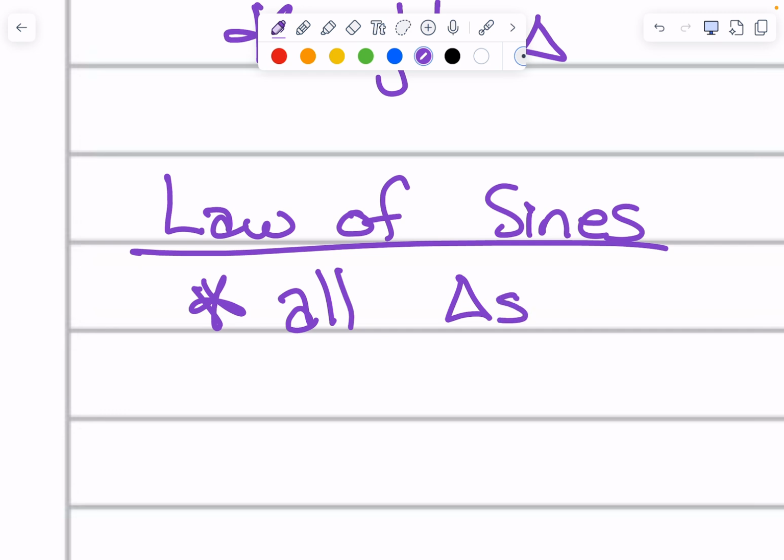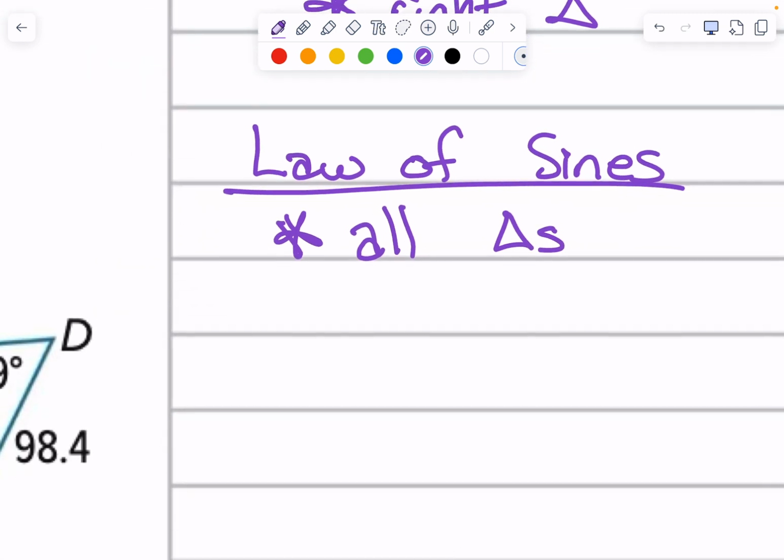There's a law of cosines that we'll learn tomorrow, and it is for non-right triangles as well. But today is just what's called the law of signs, okay? We'll learn the law of cosines on Monday. Law of signs is not that hard to understand. Here's what the law of signs is.